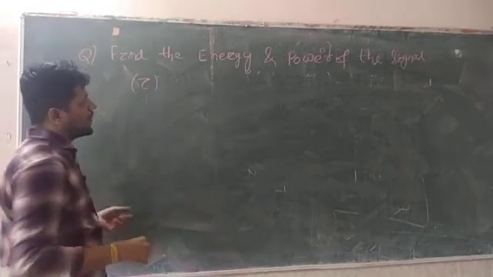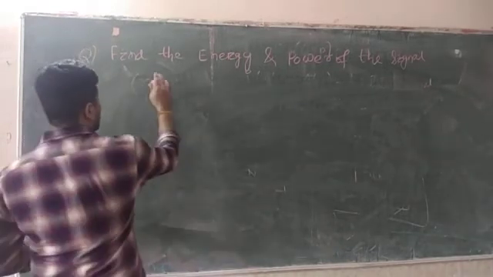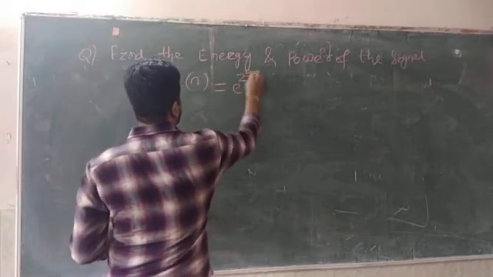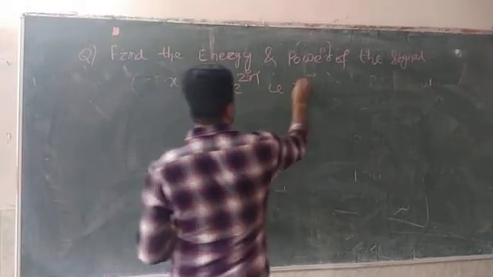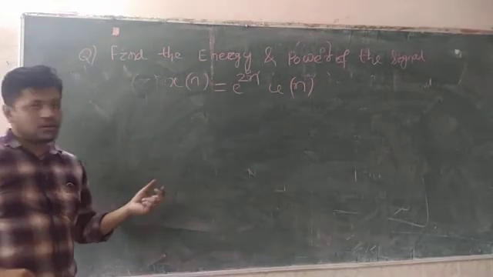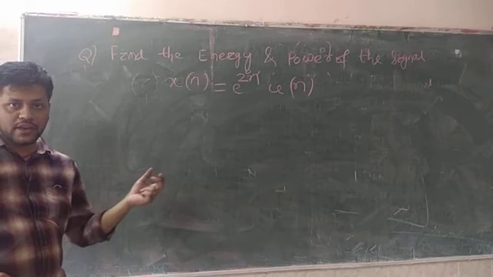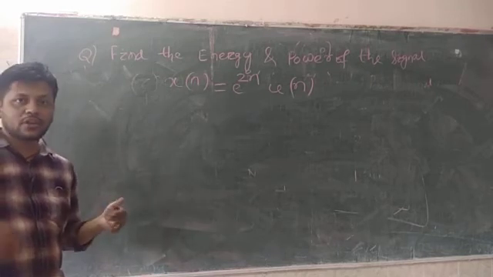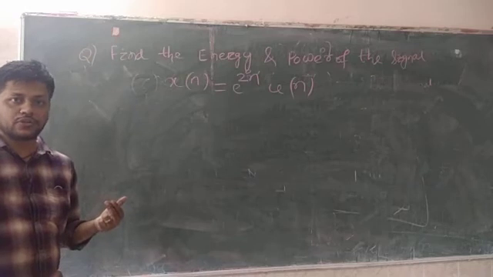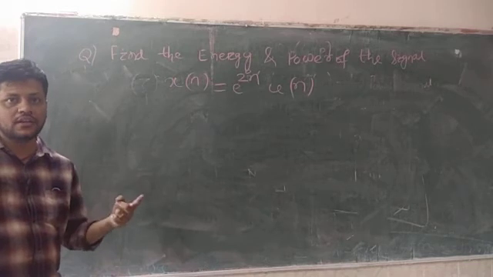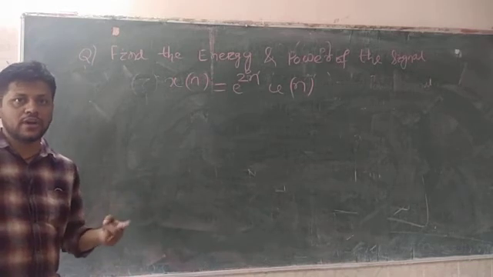Next question will be for you. Find the energy and power of the signal. The signal is xn is equal to e to the power 2n un. So this is the signal e to the power 2n multiplied with un. The moment you see un, this multiplication holds for n greater than or equal to 0. Because un is equal to 1, I have already explained in your basic signals that un is equal to 1 only when n is greater than or equal to 0.